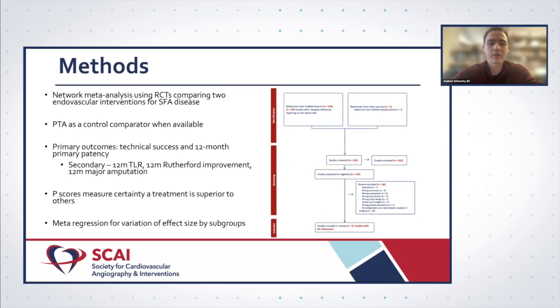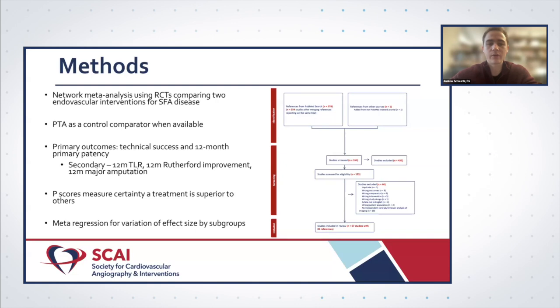For the methods, we conducted a search of PubMed for randomized controlled trials comparing endovascular interventions that had independent core lab adjudication of endpoints. We then conducted a network meta-analysis, and when available, PTA, or percutaneous transluminal angioplasty, was used as a common comparator. However, drug-coated balloon was also frequently used as a common comparator given its prevalence in many trials. The primary outcomes we studied were technical success and 12-month primary patency. Secondary outcomes included 12-month target lesion revascularization, 12-month Rutherford category improvement, and 12-month major amputation.